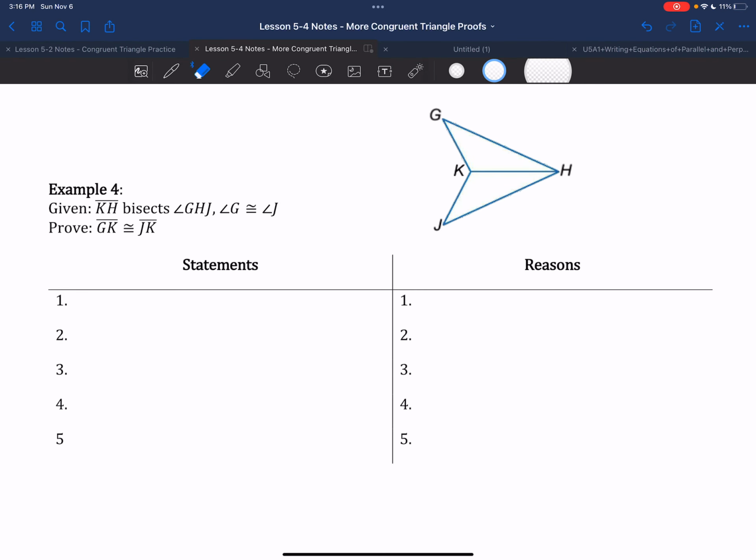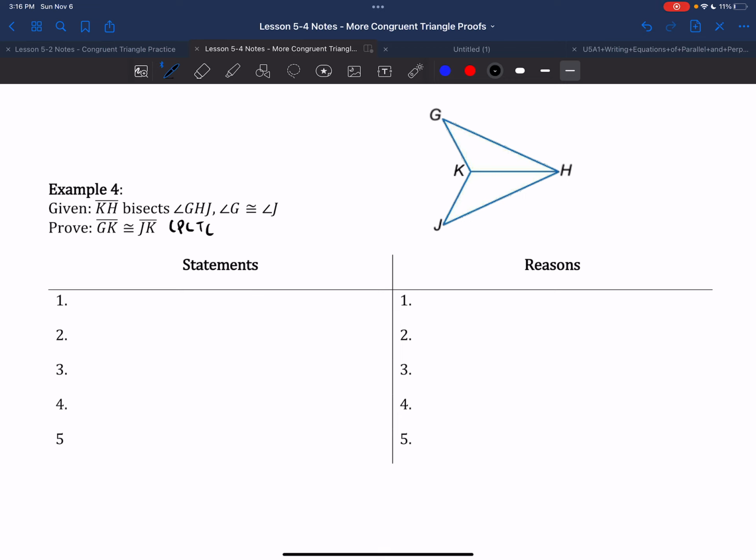Okay, the other thing that I want to go ahead and talk about are these two triangles. This time I'm dealing with a CPCTC proof. From our previous examples, if you've not watched the first and second video, I highly recommend that you do. We were trying to prove that two triangles are congruent. Here, we are going to prove that segment GK is congruent to segment JK. And this is because of CPCTC.